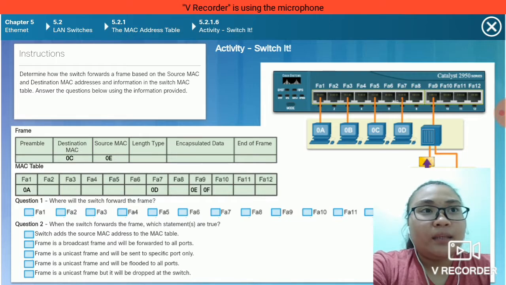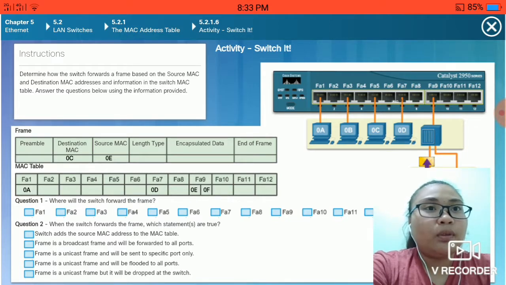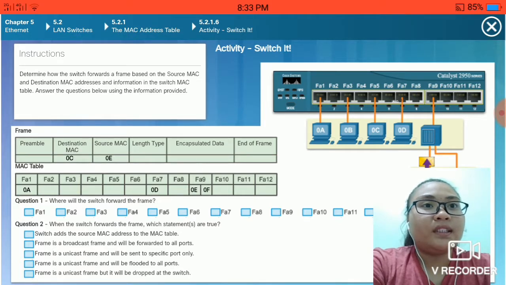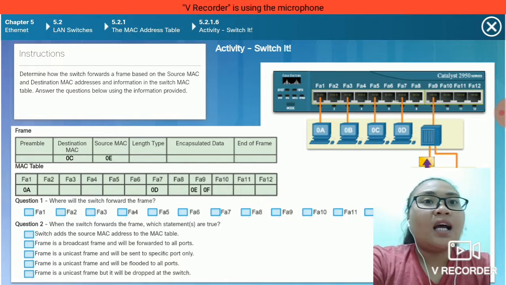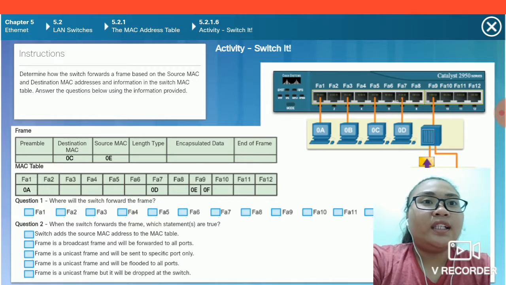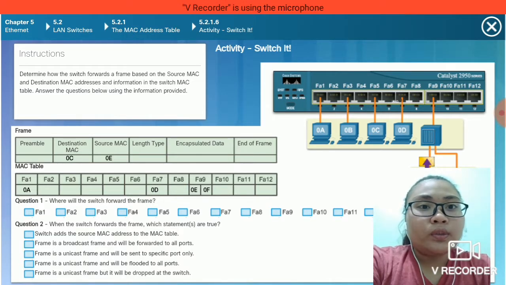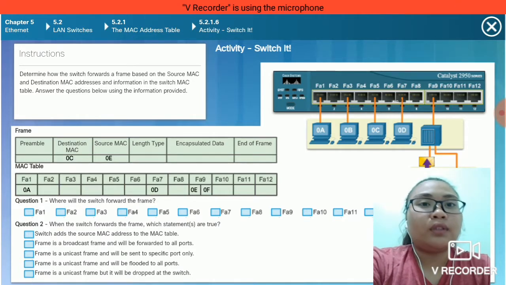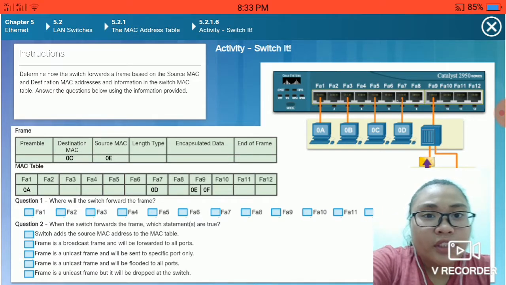So look at the MAC table. The MAC table is a table within a switch, and it is software based, so it enables a switch to learn about previously communicated devices. The switch already knows about 0C, 0E, 0A, 0D, and 0F. 0F is a PC, which is this one right here, so the switch knows about that. Question number 1 is, where will the switch forward the frame?